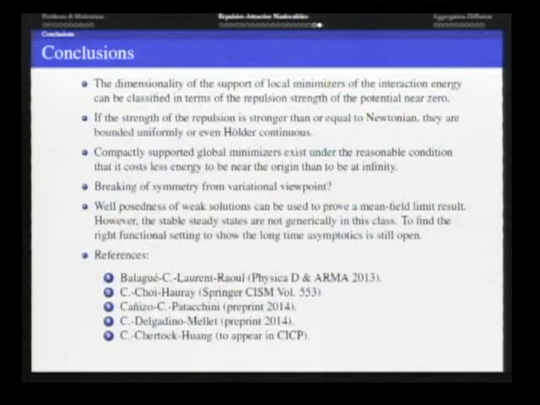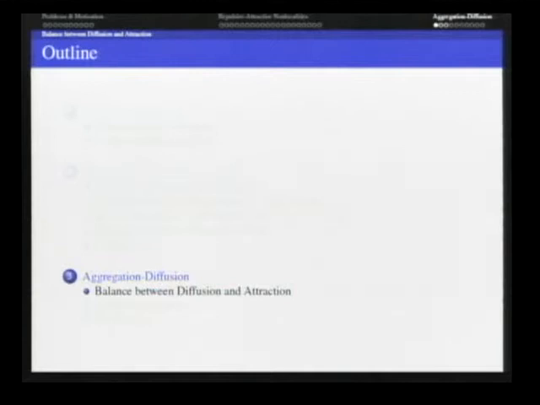And in the last 5 minutes, I think I have seven, I would like to make a couple of comments about the balance with nonlinear diffusion. So now let's assume that we keep, again, this attraction potential, but the repulsion, instead of modeling by an interaction potential, we model it by a diffusion.